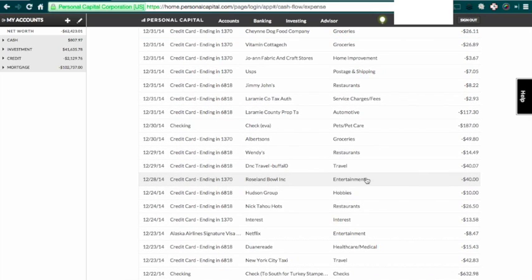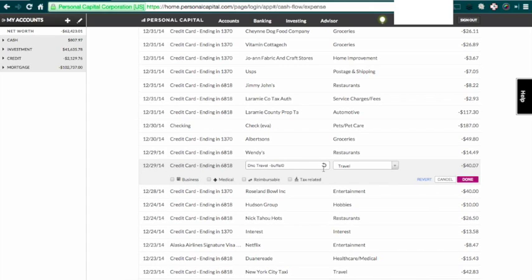And then if you need to, you can set the categories of your spending. For instance, this was when my wife and I were traveling home from Christmas. I believe we ate lunch somewhere in Buffalo, so we categorized that as travel, but we could also put it down as restaurants if we want.